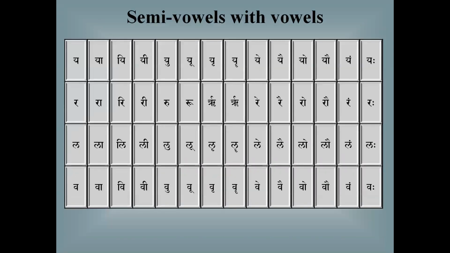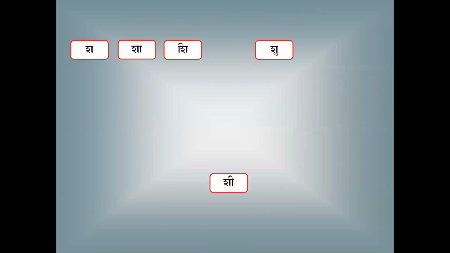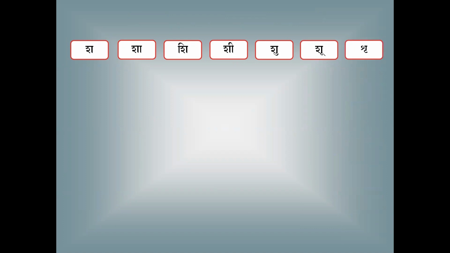Now, this is a summary of the semi-vowel consonant combinations. After semi-vowels come the sibilants, Ushma Varnaha. What is this letter? Sha. Yes, good. Sha. Si. Shu. Si. Shu. Shr. Shru. It is not shru, not u. It is shr. It is cerebral. The lips are not rounded when uttering this.